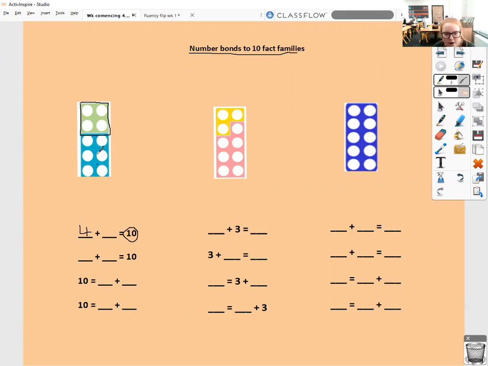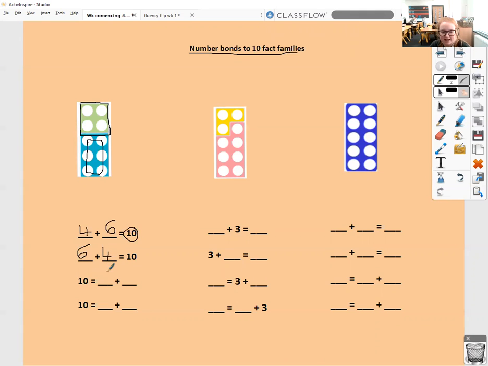4 plus how many more? 4 plus how many more equals 10? 4 plus 6 more equals 10, because I know that piece of Numicon is a 6. So I know that 4 plus 6 more equals 10. What is my fact family for that number bond? So I've already said that 4 plus 6 equals 10. I could also say that 6 plus 4 equals 10.